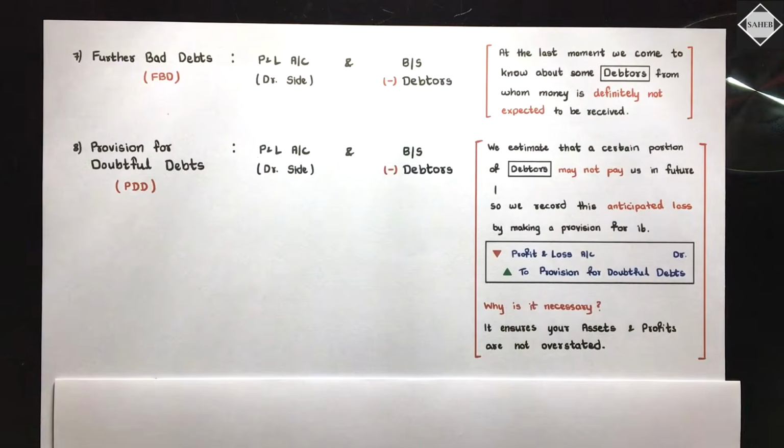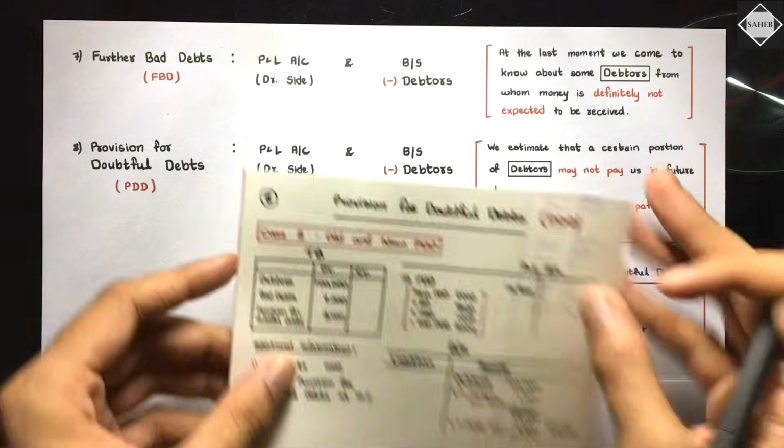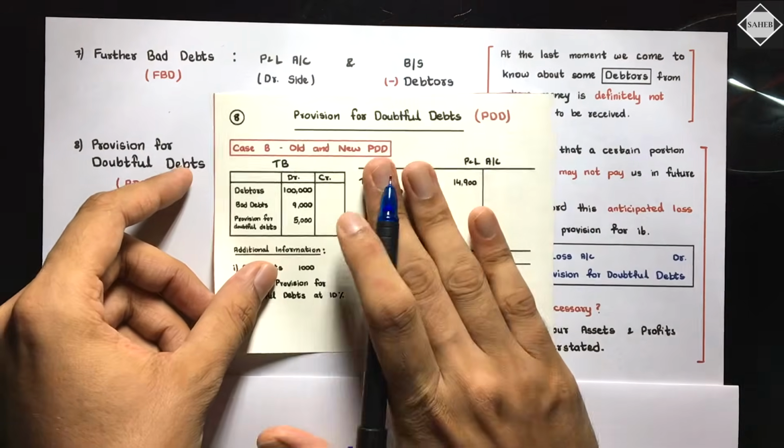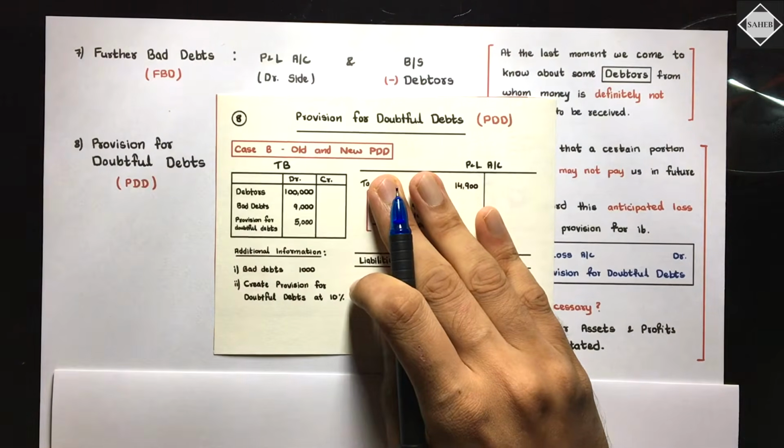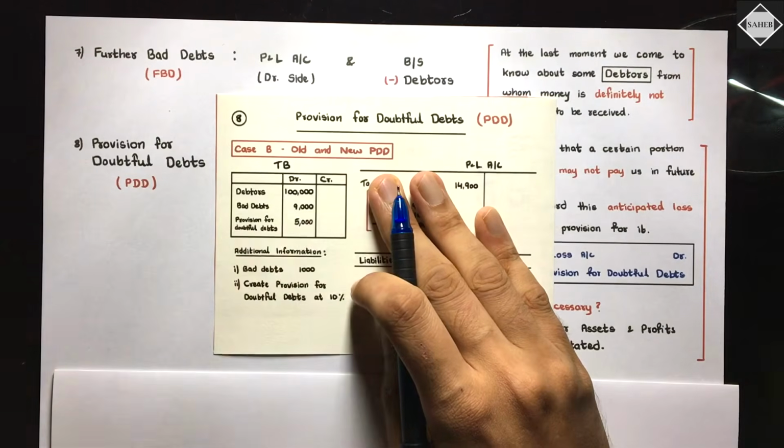If there is old provision, then we will make use of one shortcut I will teach you. It's really simple. See here, this case you have to see properly. In the trial balance, debtors 1 lakh is there. Bad debts 9,000 is there.